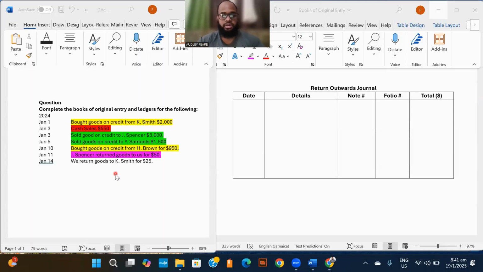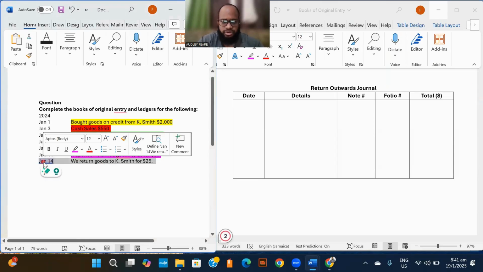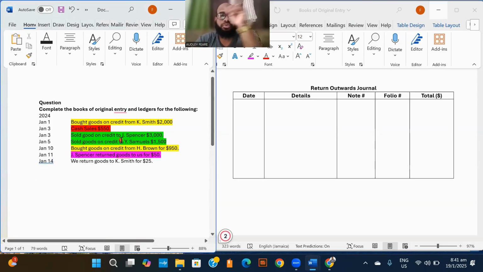So now we're going to do the return outwards journal. We have done everything that is highlighted here thus far, and we have only one. We return goods to K-Smith for $25 on January 14. We return goods. That means goods are returned out of our business, and it's going back to who we bought the goods on credit from, which was K-Smith, and K-Smith is a creditor.